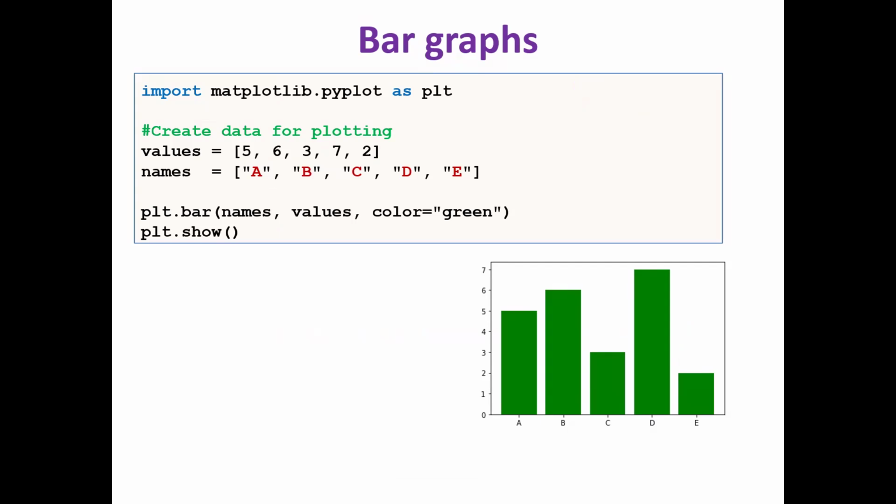And for bar, I can mention the color, maybe red, blue like that. Here we have given green. Finally, with the help of the show method, the graph is displayed. It's a very simple thing. For plot, a line plot, we have given X and Y coordinates, and here we are giving again two lists. The first list has X values, the second list has Y values.